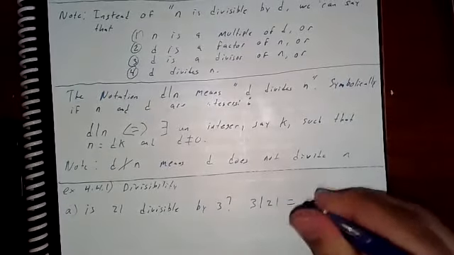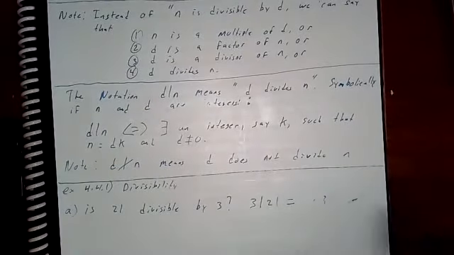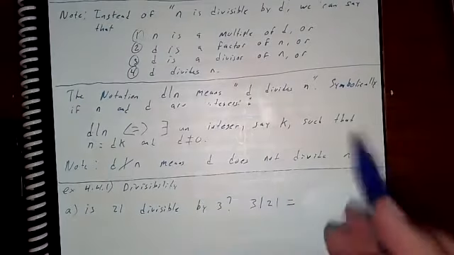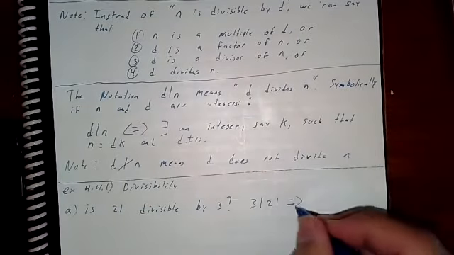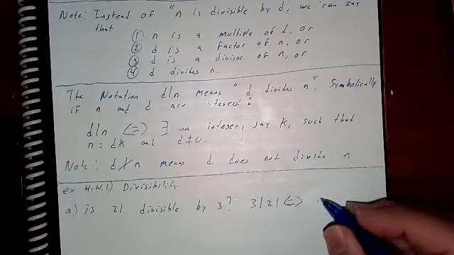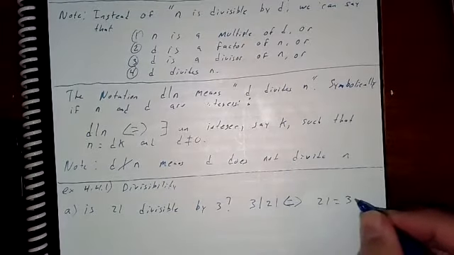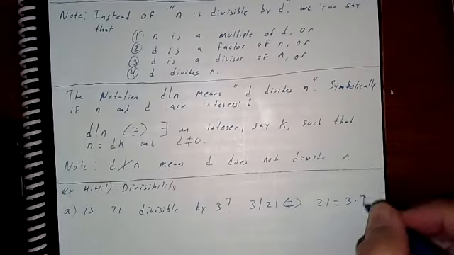Let me write this a little better. One moment. A little more proper. So 3 divides 21, just use the arrow. That means that 21 is equal to 3 times some multiple. That's how we should be saying it. Sorry about that.